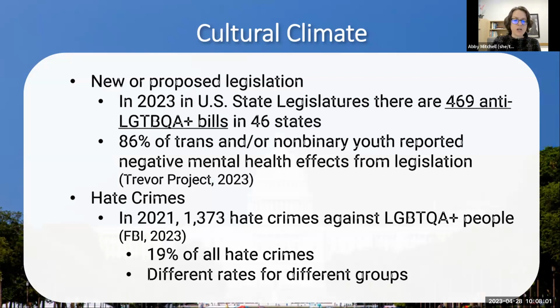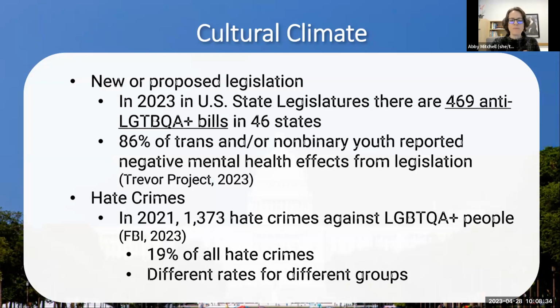Also, in terms of hate crimes, we don't have super recent data. The last FBI data that was released on this was from 2021. From other data, this is probably higher at this point for this year. But there were 1,373 hate crimes against queer people in 2021. This made up 19% of all hate crimes that happened in the United States.